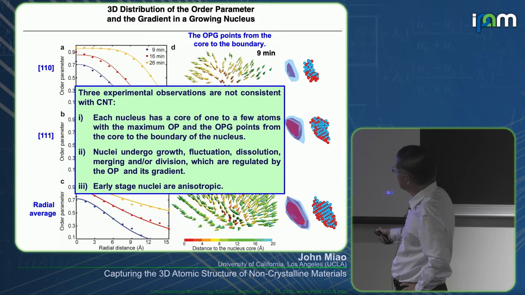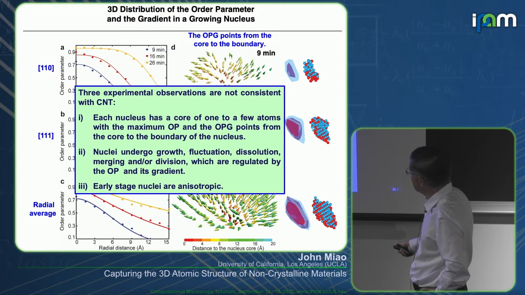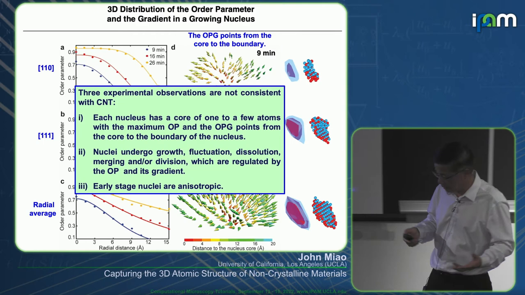The nuclei undergo growth, fluctuation, dissolution, merging, and division, which are regulated by the order parameter gradient. Early stage nuclei are anisotropic. So that's not consistent with classical nucleation theory, as I mentioned.